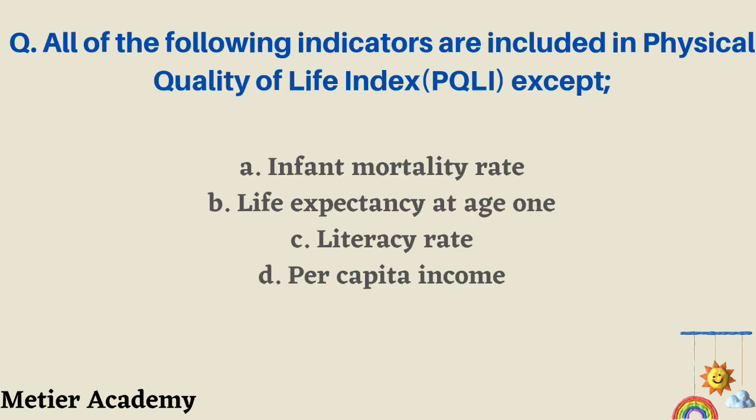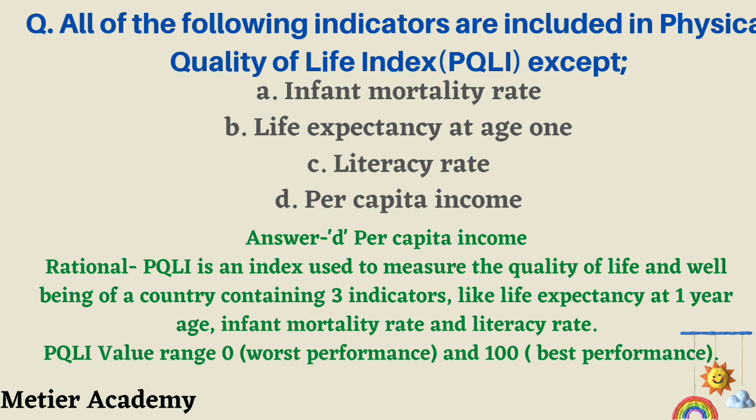The next question is, all of the following indicators are included in the Physical Quality of Life Index except. Recently this question was asked in the exam. The options given here are infant mortality rate, life expectancy at one year of age, literacy rate and per capita income. Here the correct answer is option D, per capita income.